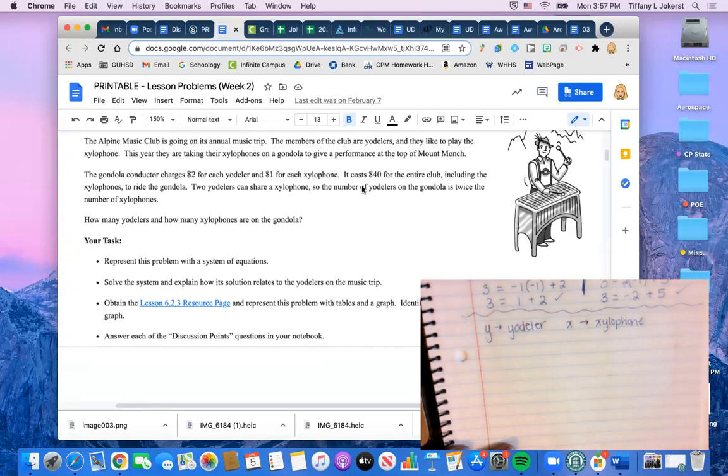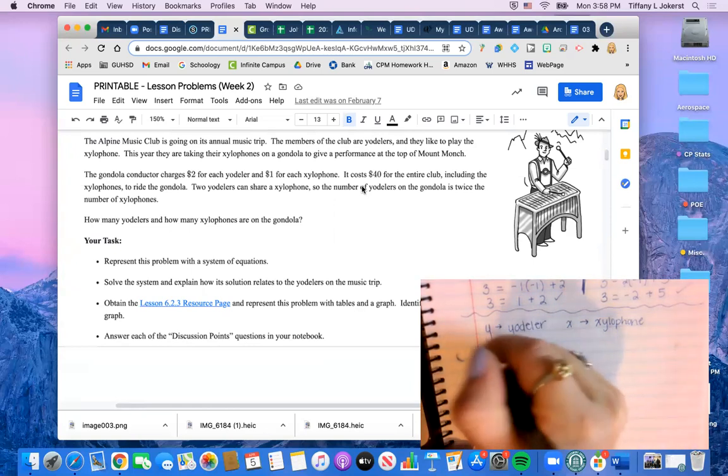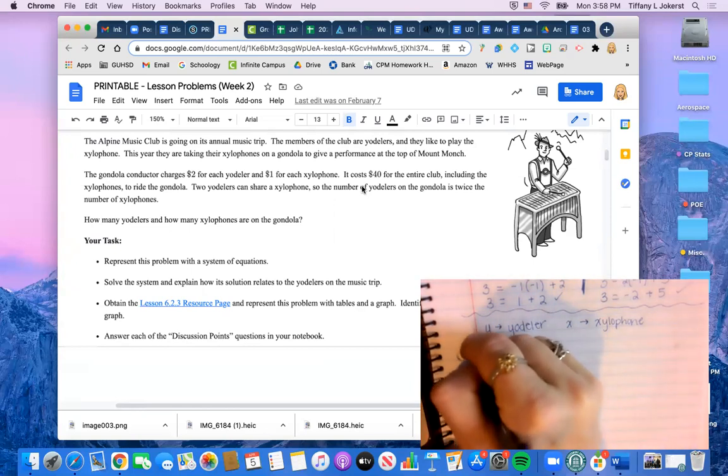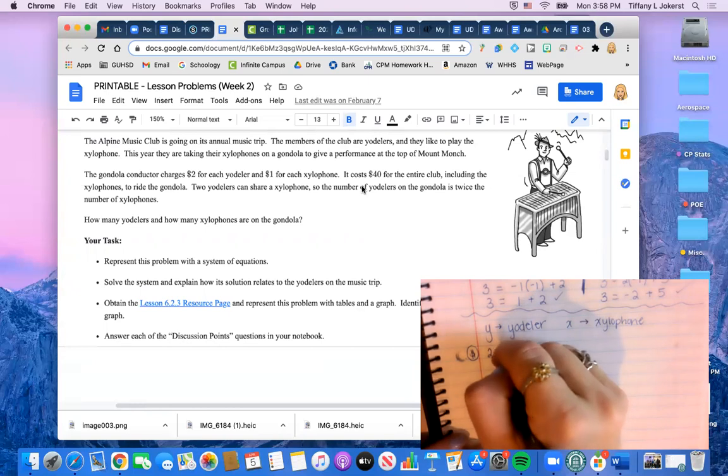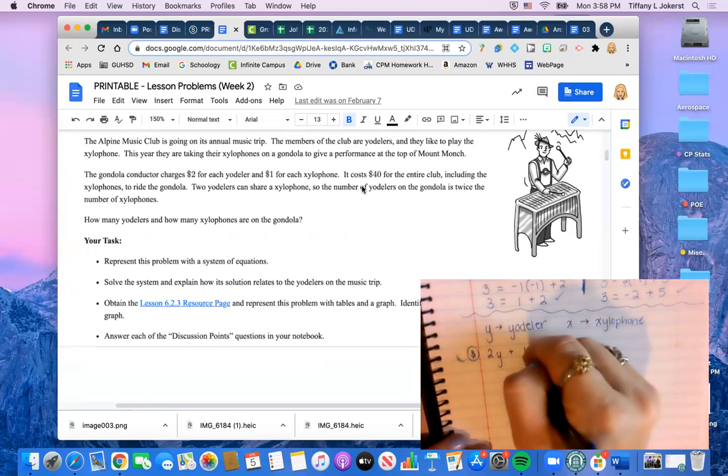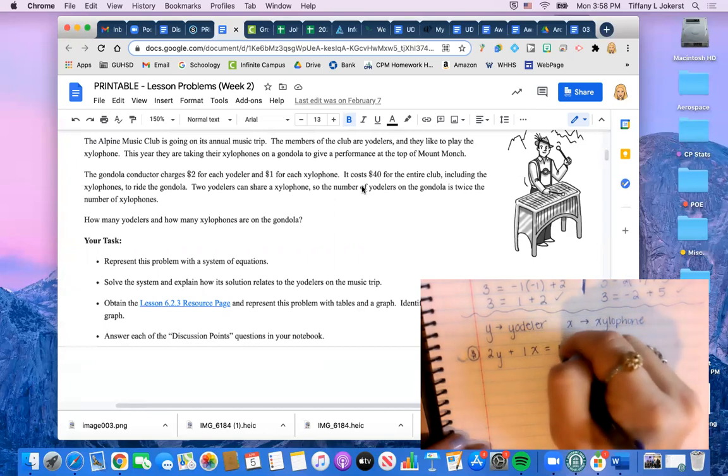So the gondola conductor charges $2 for each yodeler. So now I'm going to do the money part of it. For the money part, we have $2 for each yodeler, plus $1 for each xylophone equals a grand total of $40.